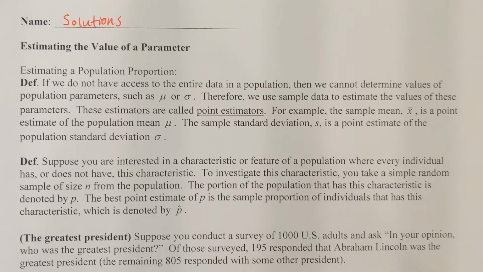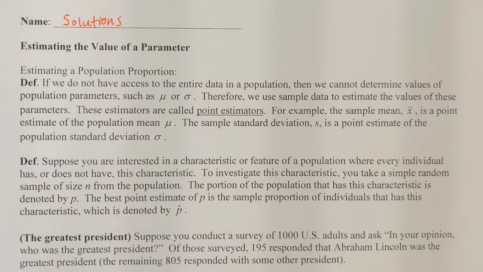Definition: if we do not have access to the entire data in a population, then we cannot determine the values of population parameters such as mu or sigma. Therefore, we use sample data to estimate the values of the parameters, and these estimators are called point estimators. For example, x bar, the sample mean, would be the point estimator of mu, since that number would be the best estimate of the actual population mean. The sample standard deviation, S, is a point estimate of the population standard deviation, sigma, since that number would best estimate the population standard deviation.